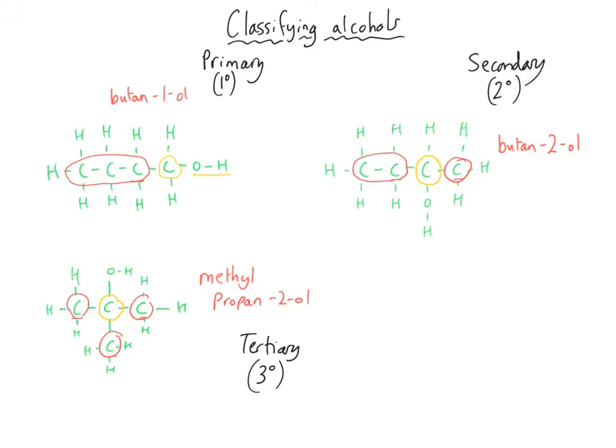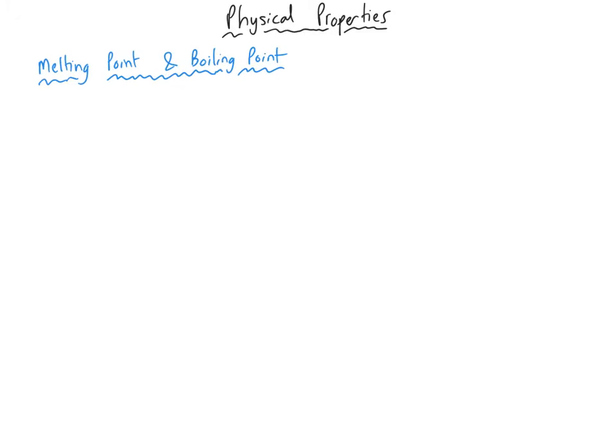And primary and secondary and tertiary alcohols are different in terms of their chemistry, which is why knowledge of whether it is a primary or a secondary or a tertiary alcohol is important, because we can make predictions about how something will react or perhaps won't react. We're going to move on now and take a look at a couple of physical properties of the alcohols. First of all, melting point and boiling point.